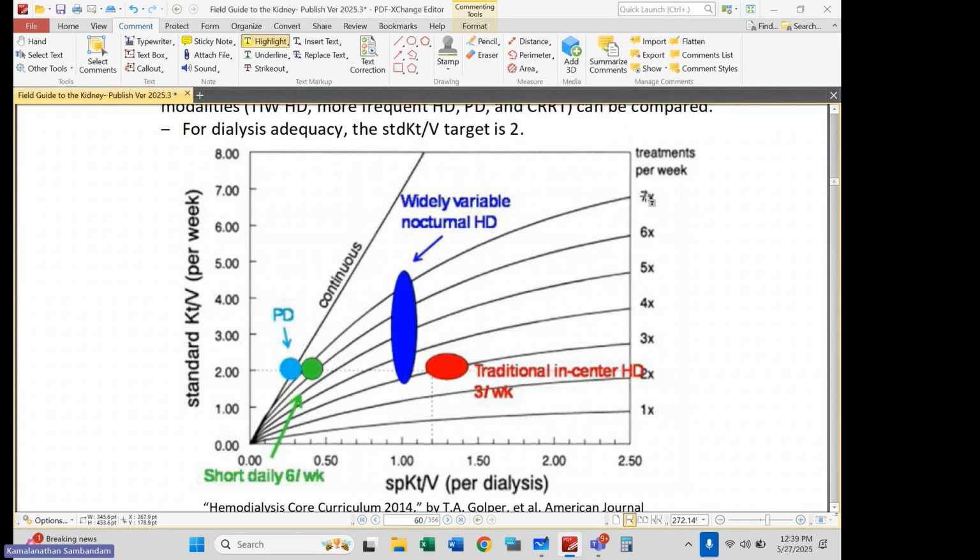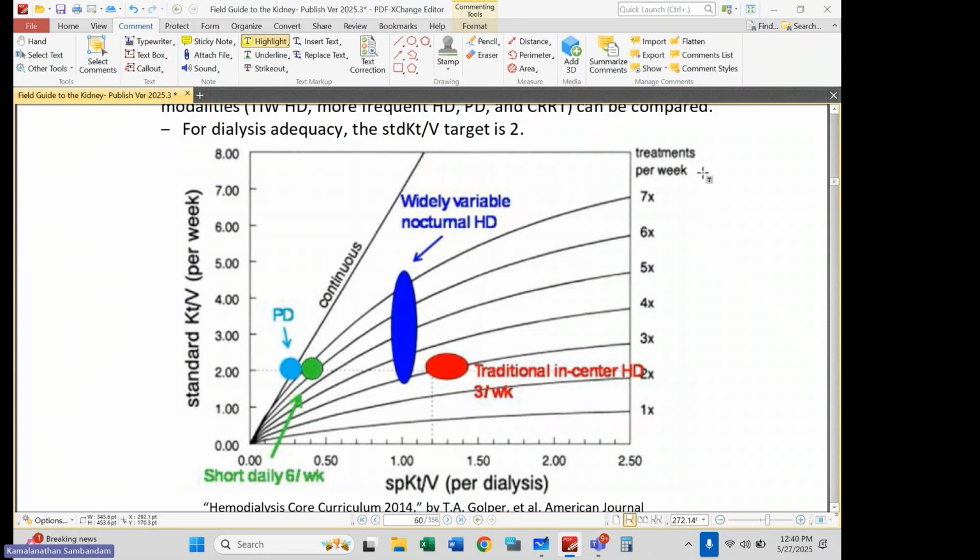You should be able to say, okay, Dr. Sam wants me to prescribe PERT. If I want a standard weekly KTRV to be somewhere around, I don't know, let's say 5 or 6, I should say, okay, I need to prescribe my 7 times per week PERT, and each one of those CRT, or that day of dialysis dose, should achieve a single pool KTRV of around 1.7. Okay, you should be able to do that.